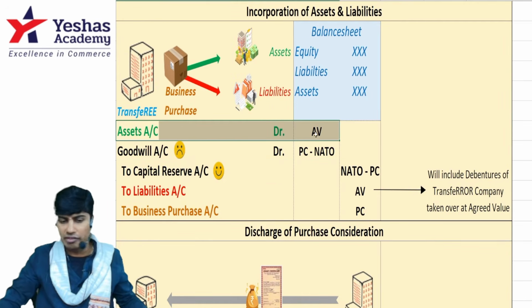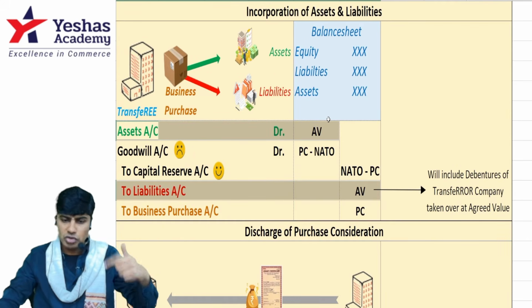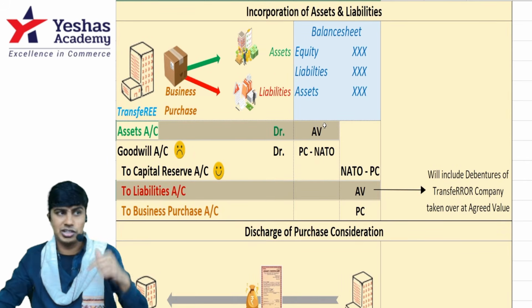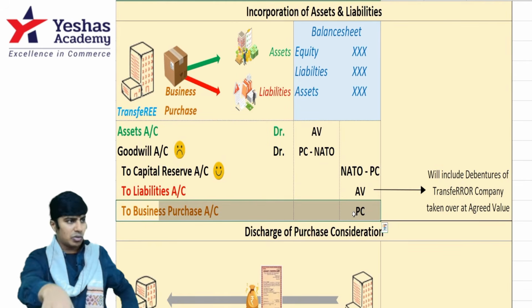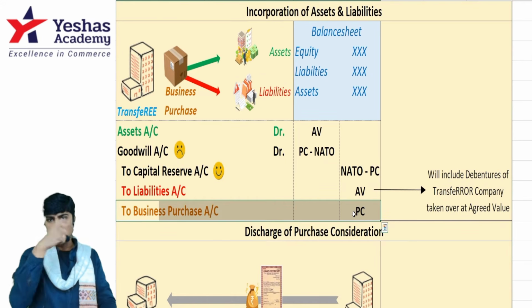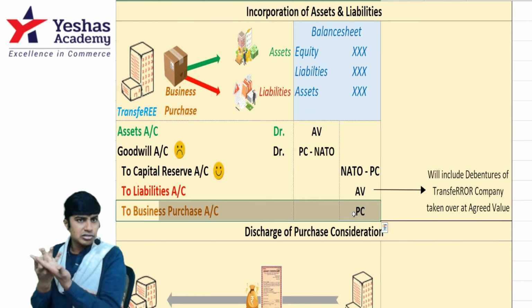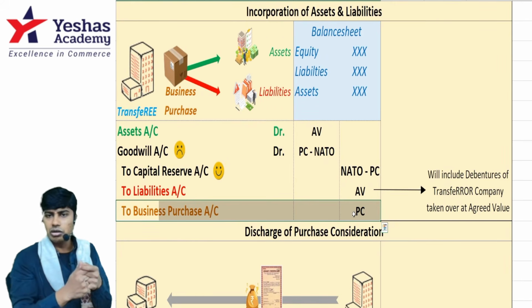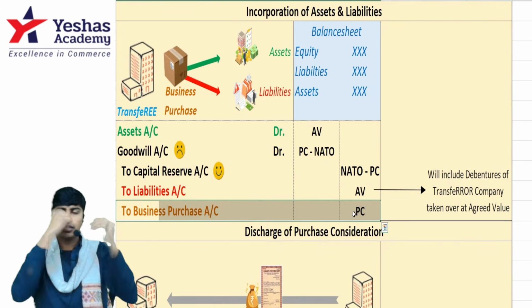Asset is recorded at agreed value. Liability is recorded at agreed value. Asset minus liability is what we get as net assets taken over. Business purchase account is created at purchase consideration. This difference we get here is because of the difference between net assets taken over and purchase consideration. If it is debit, goodwill asset; if it is credit, capital reserve, profit, capital expense and capital income. Done. So by this, the box is opened, and assets and liabilities are recorded.